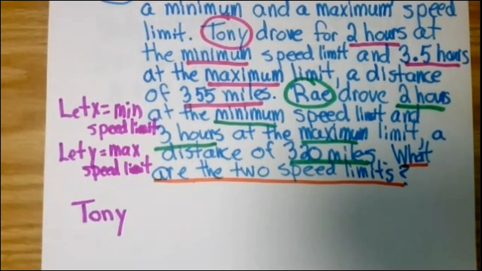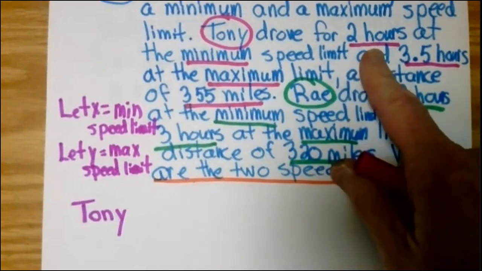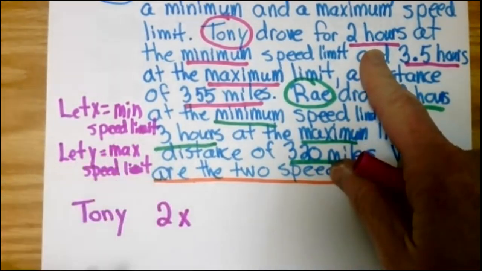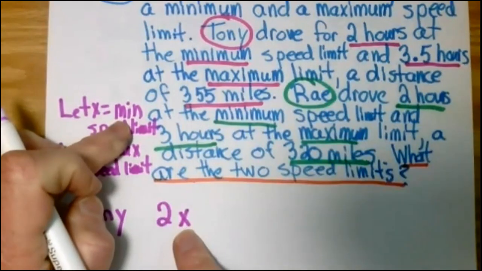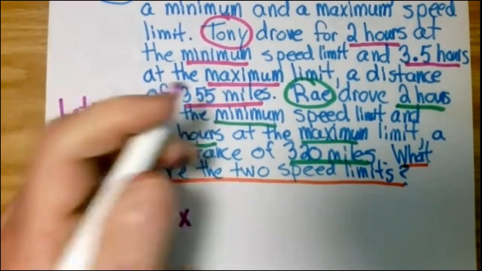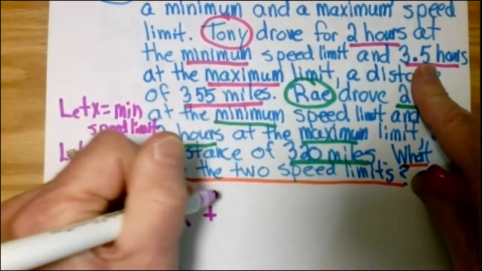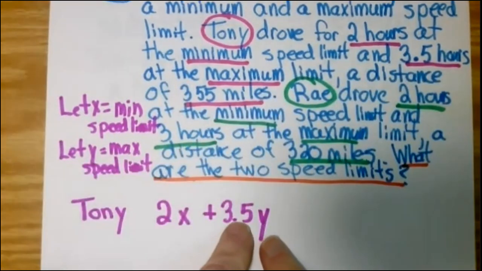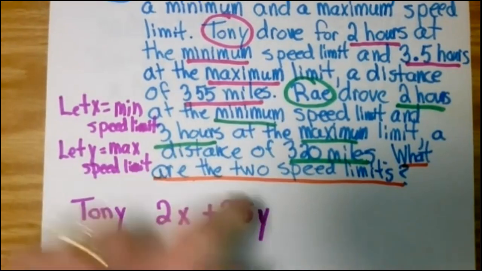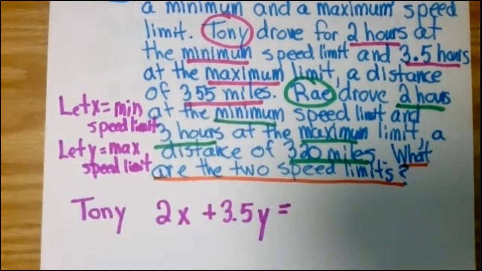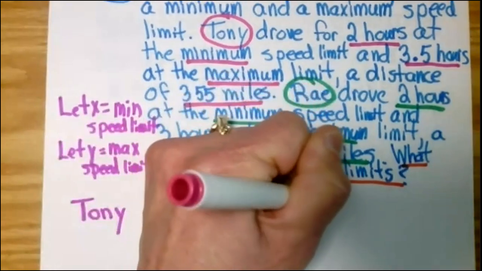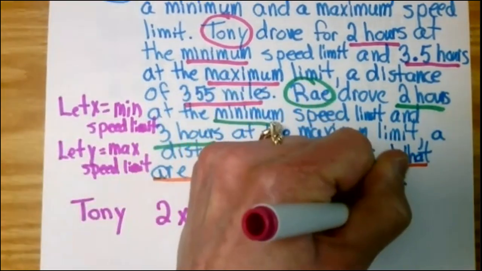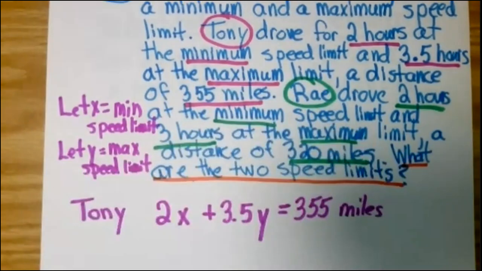Okay, so for Tony, we're going to say he drives for 2 hours at the minimum speed limit. 2 hours times the speed limit, whatever the number turns out to be, plus he drives 3.5 hours at the maximum speed limit. 3.5 hours times that speed limit, y, and he drove a total of altogether 355 miles. That's our first equation. Now we're going to do Ray.